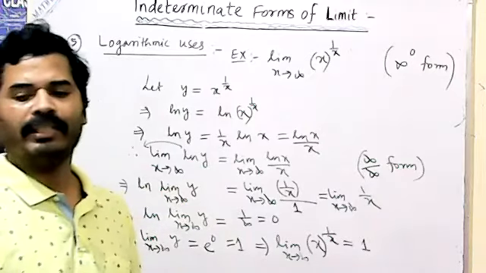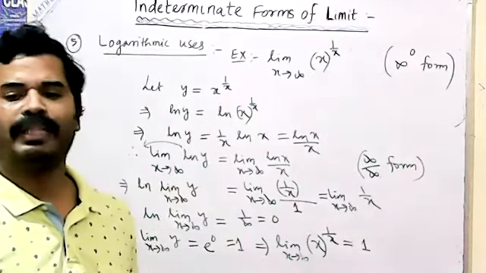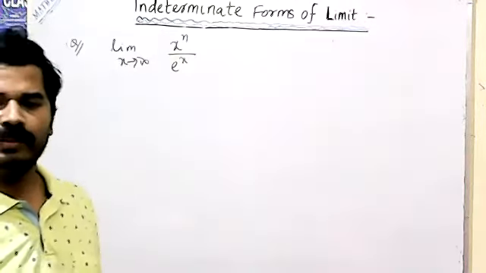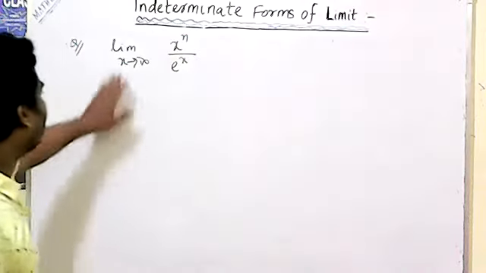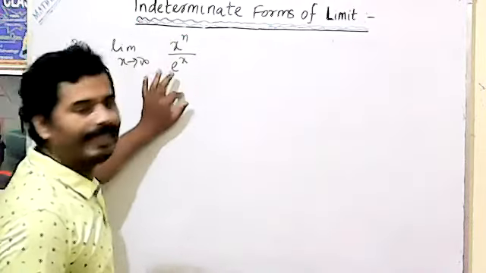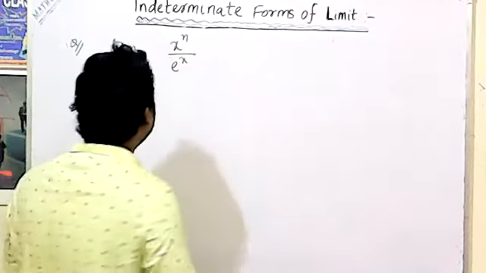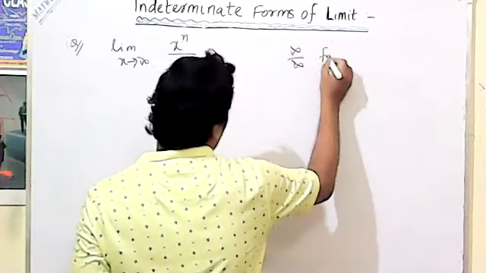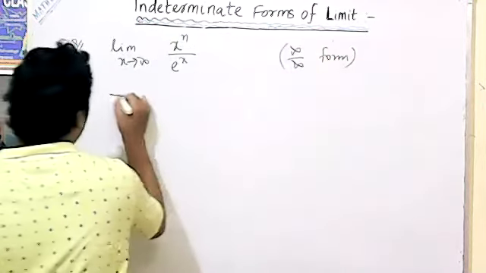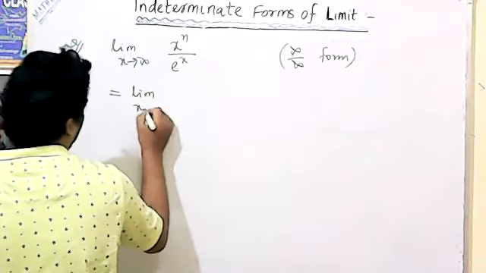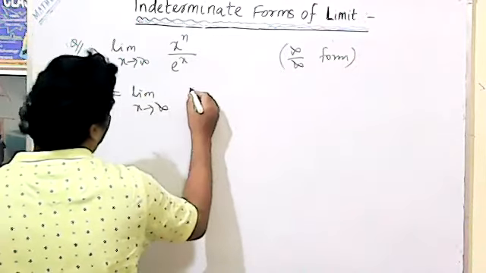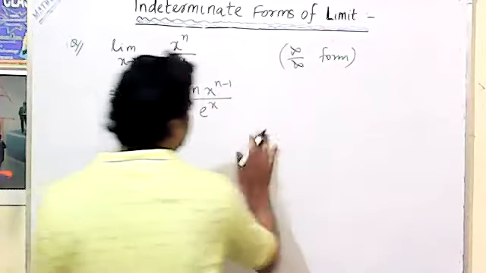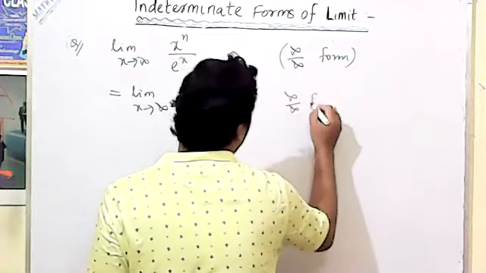This uses the logarithm as well as the L'Hopital method. Similarly, for another question, let's take the example of the limit as x tends to infinity of x to the power n by e to the power x. This is the infinity by infinity form, so directly you can apply the L'Hopital theorem: the limit as x tends to infinity of n into x to the power n minus 1 by e to the power x. Again it comes to the infinity by infinity form.